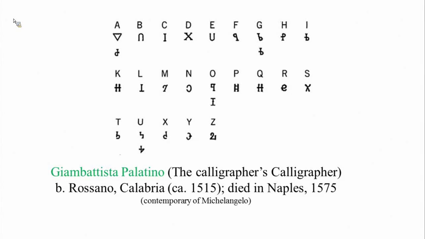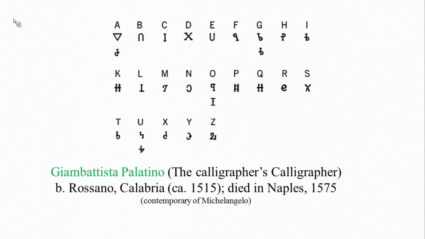Giambattista Palladino, called the calligrapher's calligrapher. So well known among calligraphers. Born in Rossano, Calabria, more or less around 1515. Died in Naples in 1575. Definitely a contemporary of Michelangelo. They even knew each other. They had to, because he was the secretary of the Pope. So Michelangelo got his commissions from the Pope, right, from the Vatican, and also from the Medici family, so they had to have known each other. So who was Palladino?